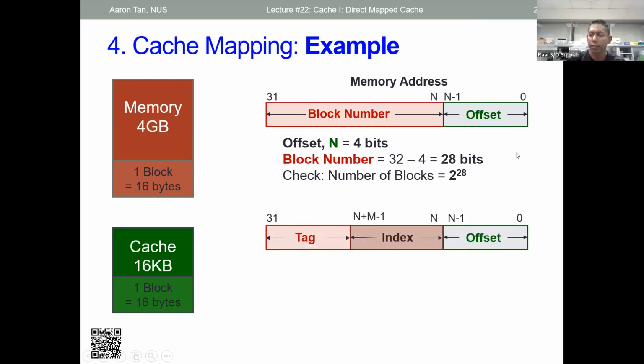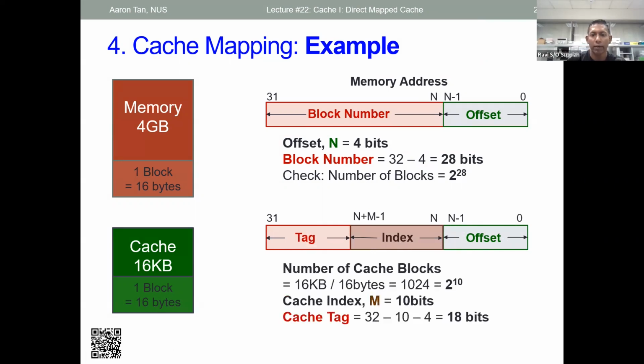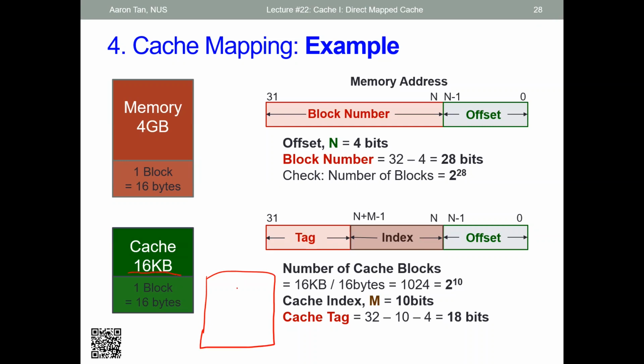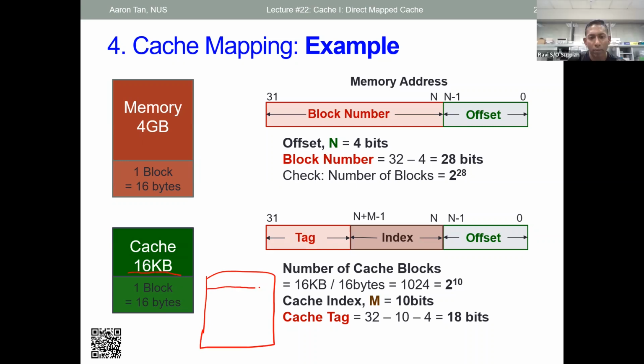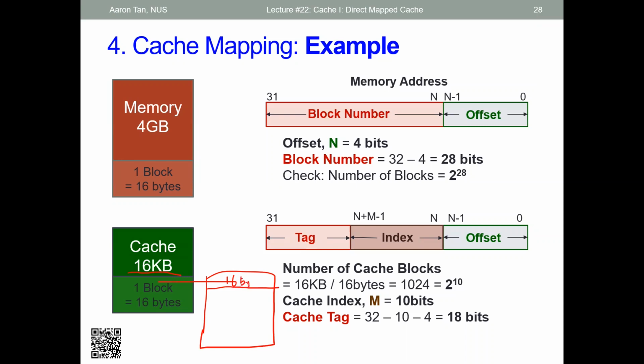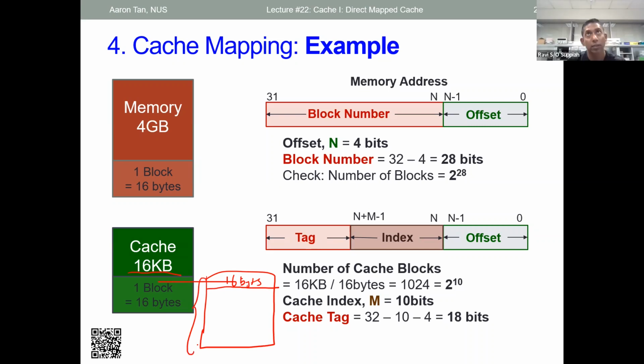That means inside this cache, the total cache size here is 16 kilobyte, correct? Yes. One block is 16 bytes, which is different from the one that we saw just now. Just now was 8 bytes, 2 words. 16 bytes is 4 words.